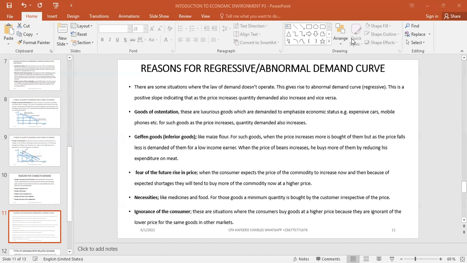The last one, we can talk about the ignorance of the customers. Some customers don't even know that there are other places where they can buy those items at a cheaper price. When they don't really know the prevailing market situations, people tend to buy goods even if they are expensive, because they are not aware that there are sources where they can buy those things at a cheap price.